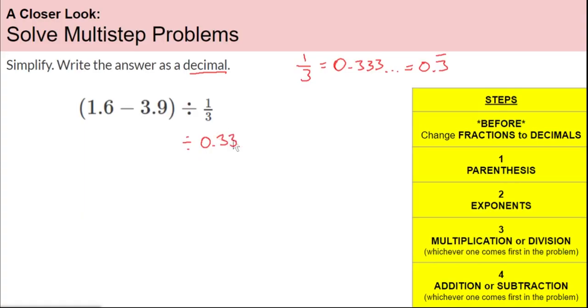This is approximate. Then I still have what's going on in the parentheses, which I'm going to do first. Step 1, parentheses. I'm going to change the subtraction to adding a negative. So 1.6 plus negative 3.9. Different signs, negative and a positive, so we take the difference of the absolute values, the biggest minus the smallest, 3.9 minus 1.6.